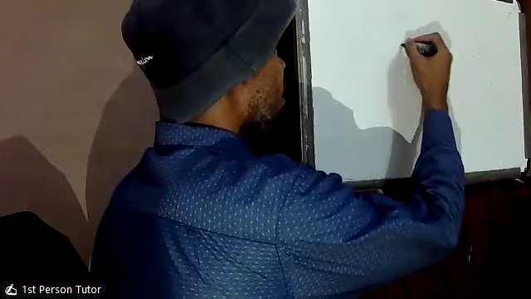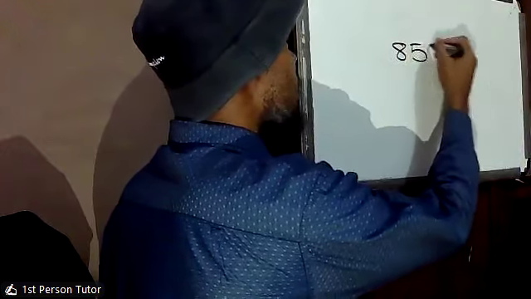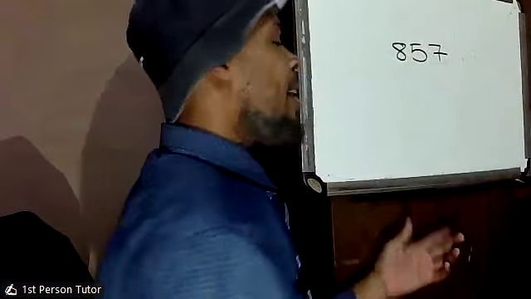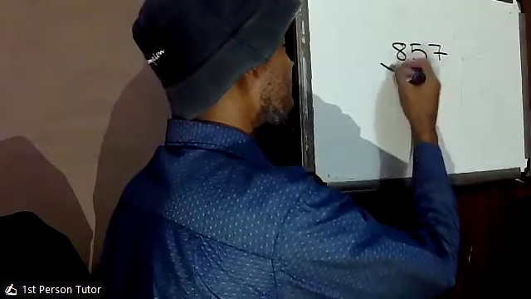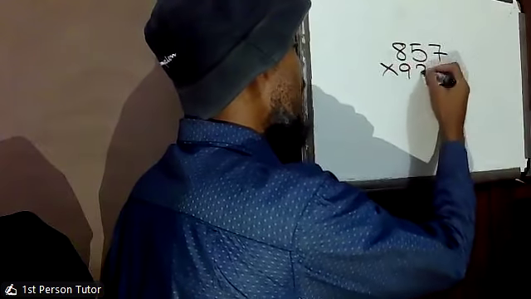Let's see what happens. So the top number is 857. And the number below, I'll just call it 938.